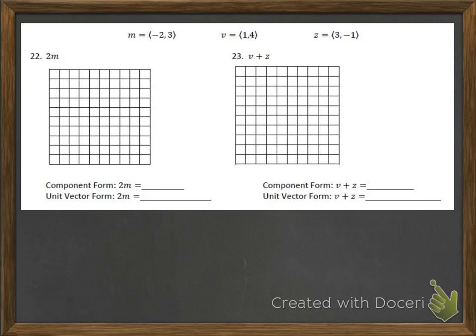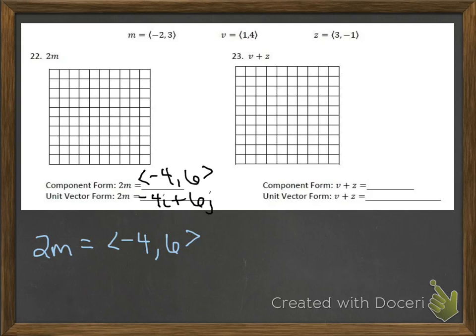On numbers 22 through 25, we're supposed to be combining vectors. It's up to you if you want to use the grids to sketch to get a visual of where the vectors should be. I'm going to go ahead and use the patterns that we found in class and just combine them algebraically. And so if we're going to determine the component form of the vector 2m, we need to just start with the vector m and double the components that are a part of that vector. So our final result for that would be -4 and 6. And writing that in unit vector form, -4i plus 6j. I is the unit vector for the horizontal component, j is the unit vector for the vertical component.